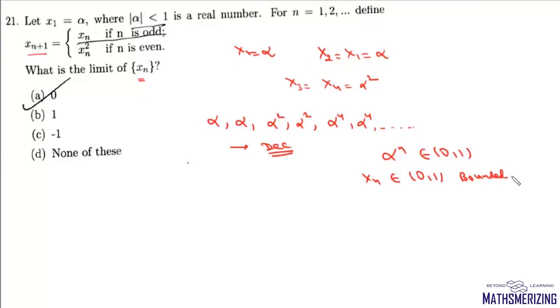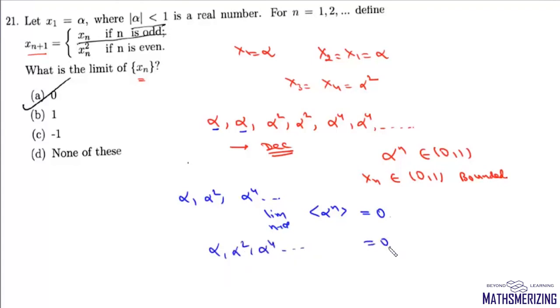Now we consider the subsequence of odd terms, alpha, alpha square, alpha to the power 4, then it will be alpha to the power n, and if we take this limit as n tends to infinity, since alpha lies between -1 and +1, this limit of alpha to the power n will be simply 0. In the same way, if we take the subsequence of even terms, alpha, alpha square, alpha to the power 4, again it will converge to 0. Now both the subsequences converge to this same limit 0. So the limit of the sequence xn will be simply 0, and that's your option A.